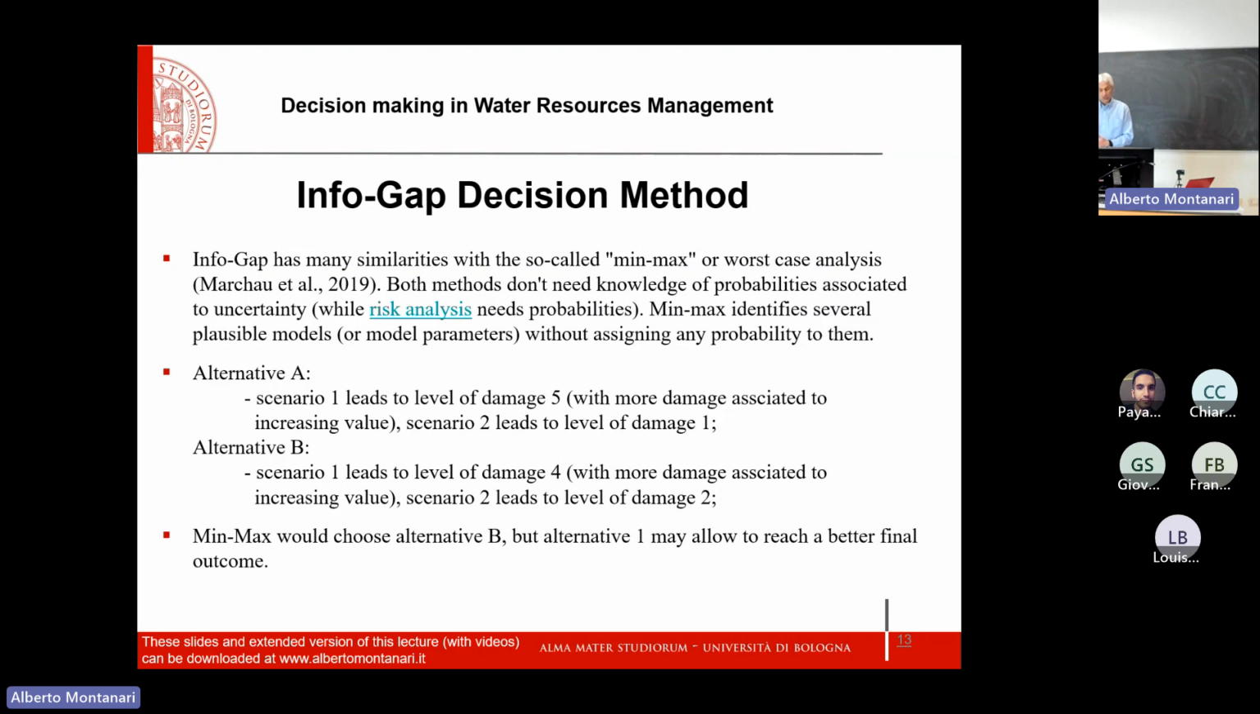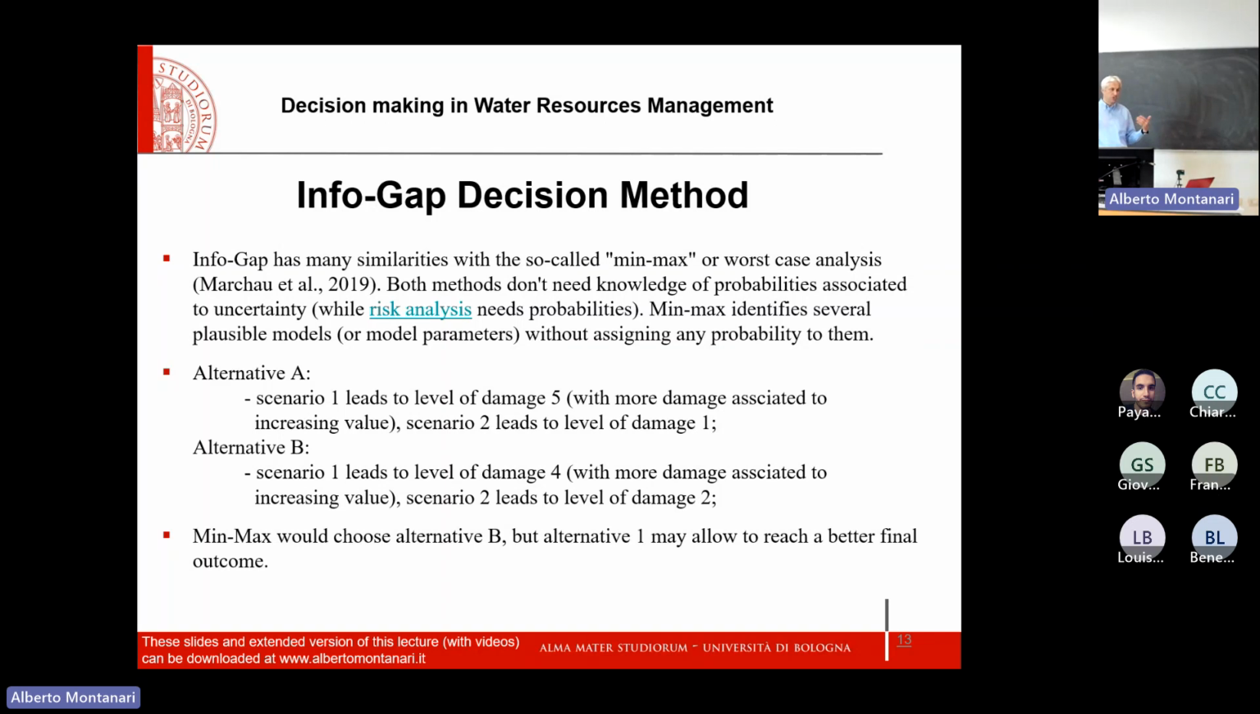Min-max looks for the minimization of the damage that we may get from a decision. So we look for the max damage, and we take the minimum. So we look for the max damage associated to each decision. Okay, if I have two alternatives, I look for the max damage and I take the minimum. So let me give you an example.